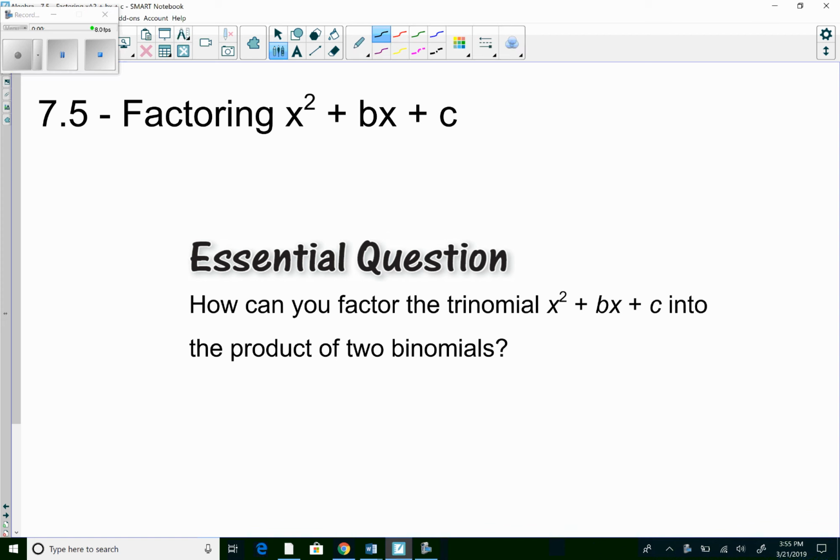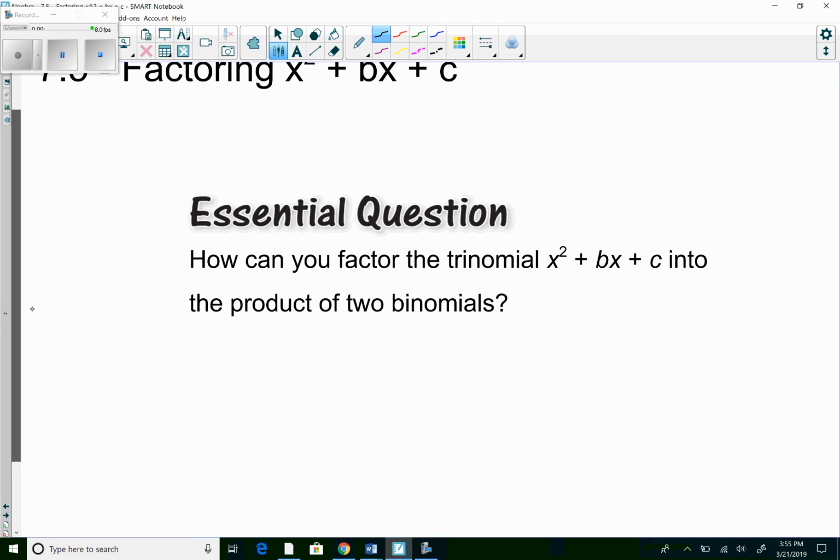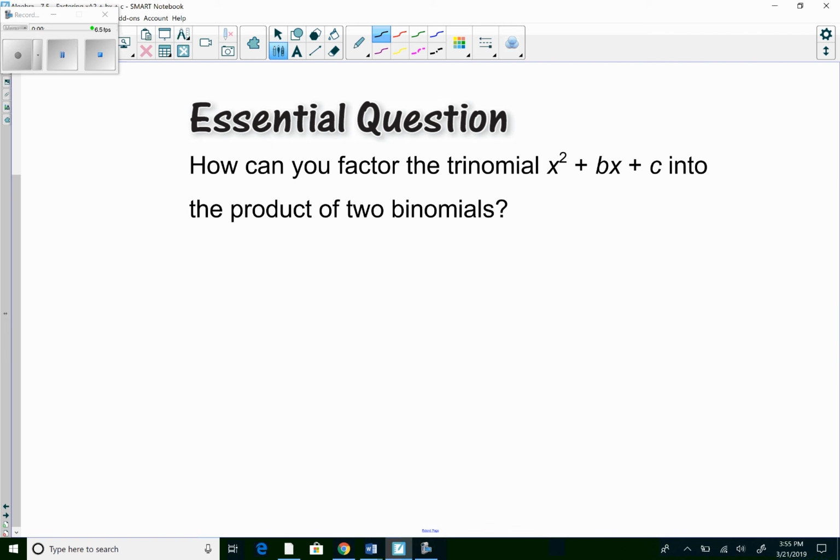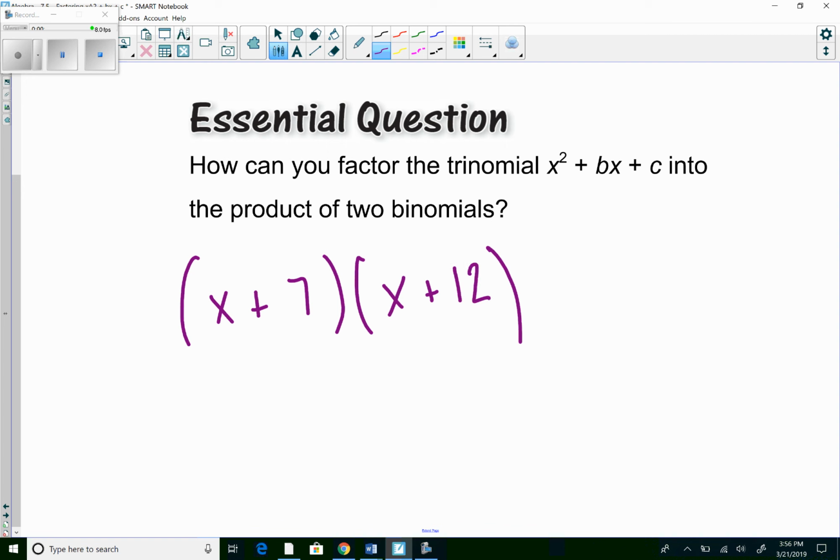So here's our essential question. How can you factor the trinomial into the product of two binomials? Okay, now as you guys are writing this down, let's think about this. You guys have just gone from this type of problem, let's use 12, and you foiled it together, right?